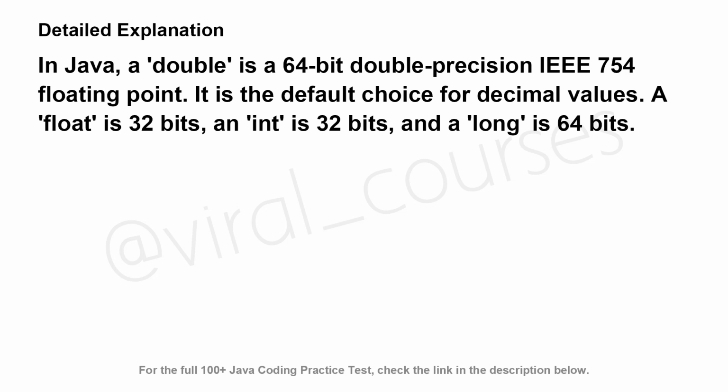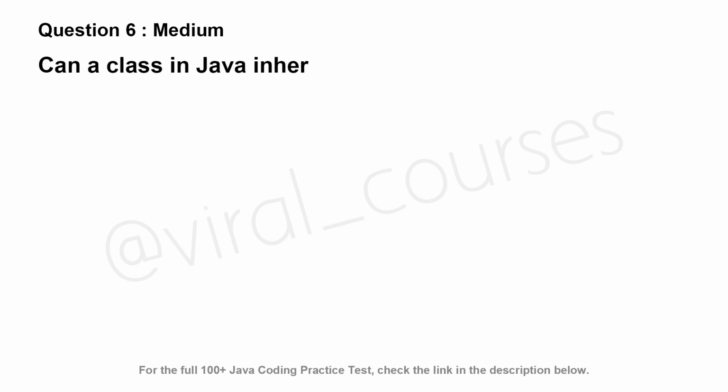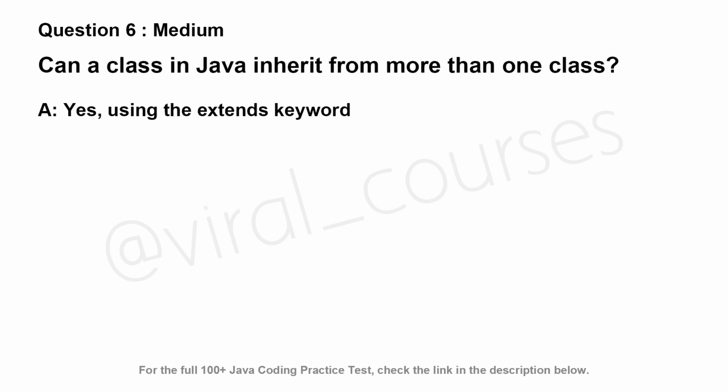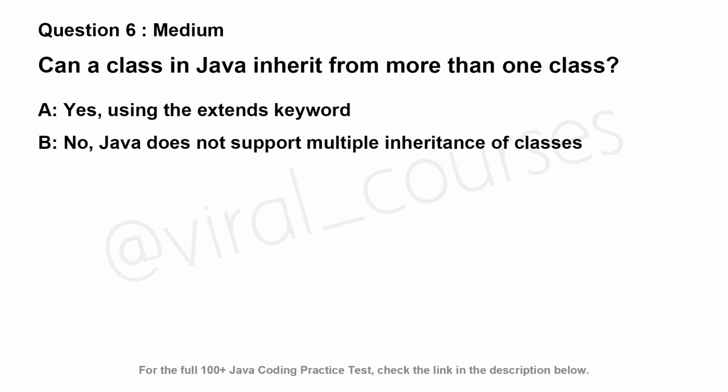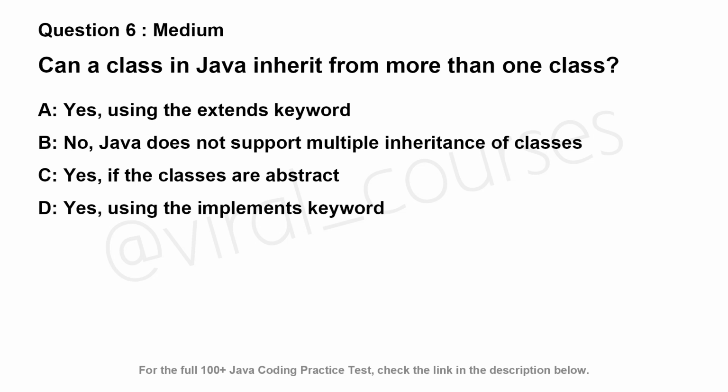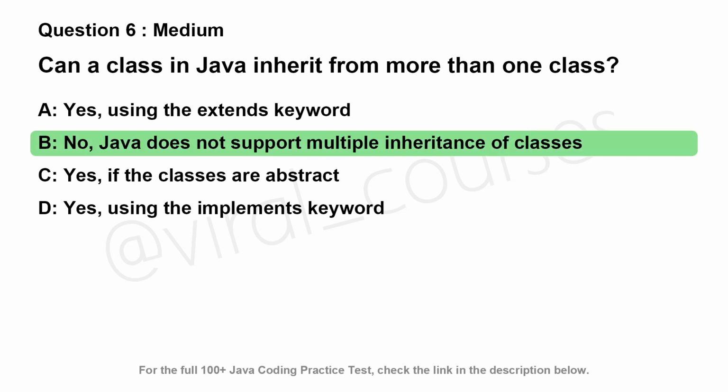Can a class in Java inherit from more than one class? Option A. Yes. Using the extends keyword. Option B. No. Java does not support multiple inheritance of classes. Option C. Yes. If the classes are abstract. Option D. Yes. Using the implements keyword. The correct answer is B.